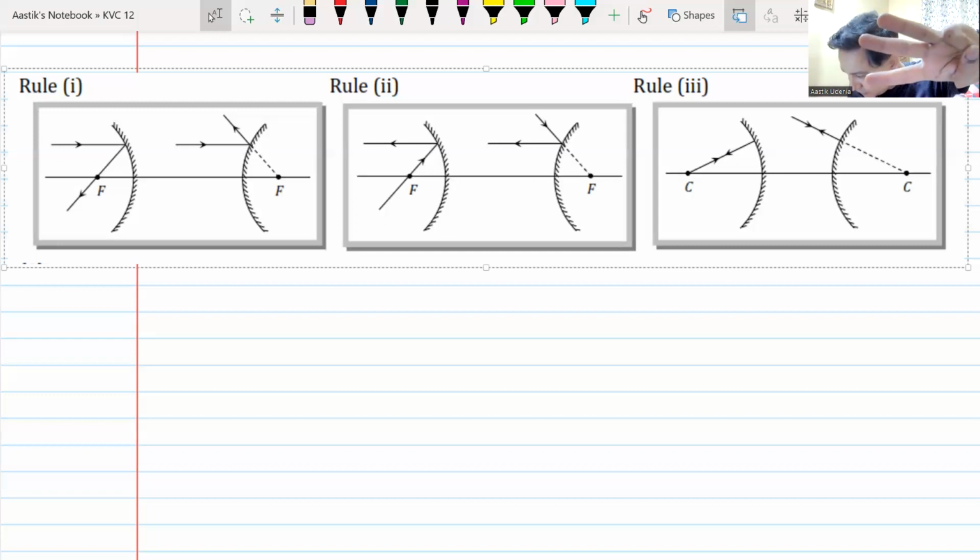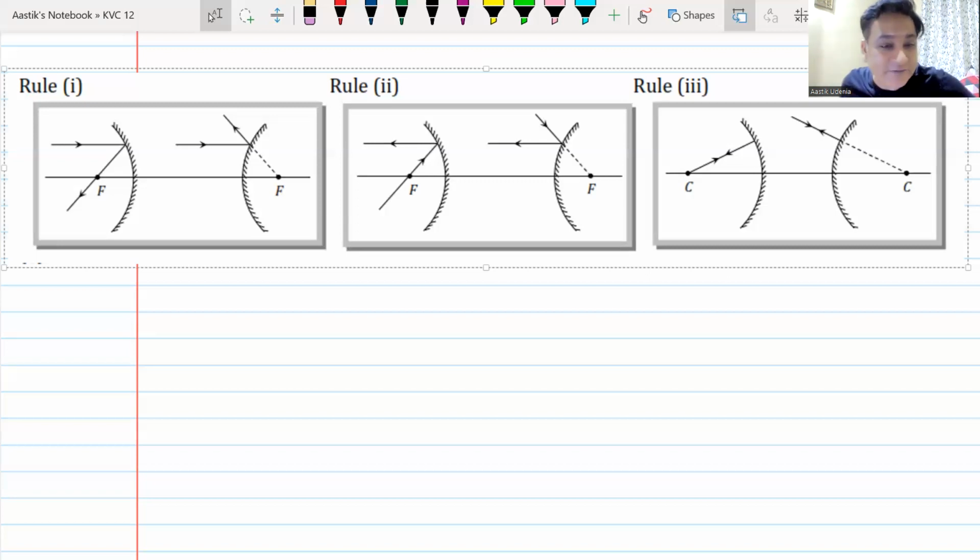Rule number 3. When the incident ray passes through the center of curvature, it reflects along the same path. Why? Because it is the shortest path? No. The angle of incidence is equal to the angle of reflection. And how much is that? 0. That is why it comes back.